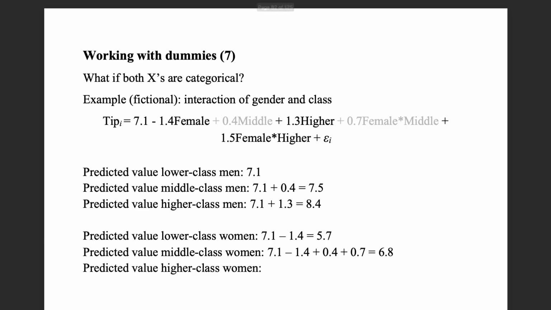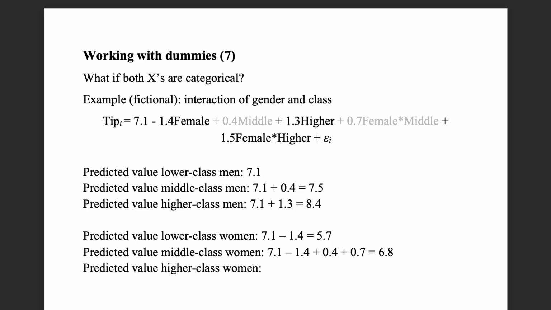We can, however, drop the interaction term between female and middle class, because they are not middle class, so the middle class dummy takes the value 0, so that interaction term works out to 0, but we need to keep in the 1.5 times female times higher class, because they are both female and higher class, so what value would these observations get? Well, 1.5 times 1 times 1, which works out to 1.5.